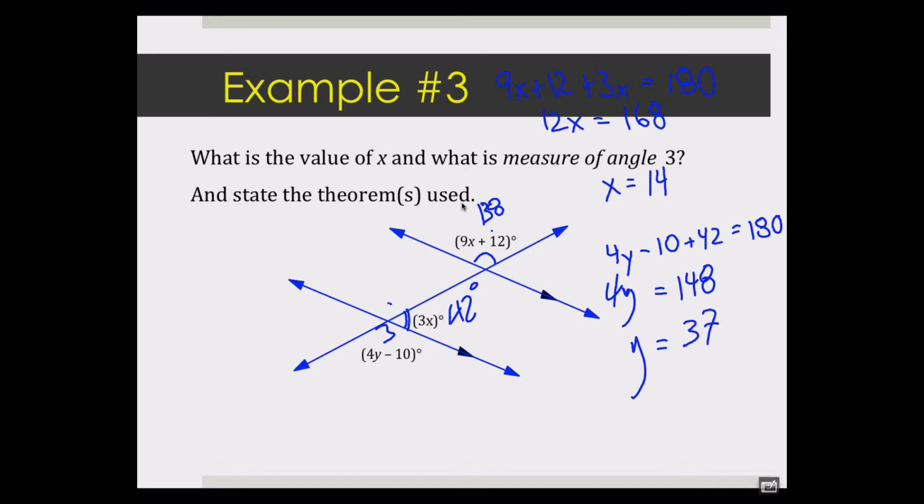Okay, questions on that one? So we learned that if you want to match up the variables, then you sometimes have to work with angles that aren't one of the pairs we've talked about. That's not the only way to do the problem. You could have set up a system by saying that 9x plus 12 is equal to 4y minus 10, and 4y minus 10 plus 3x is equal to 180, but we don't want to go there yet. We're not ready for systems, are we?